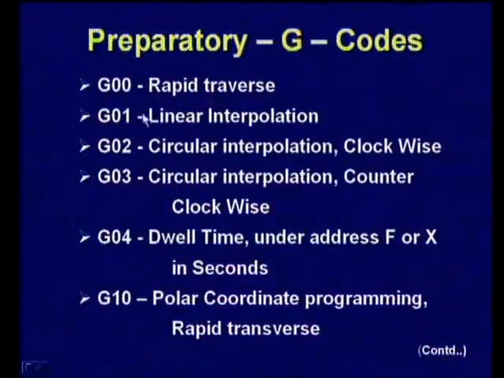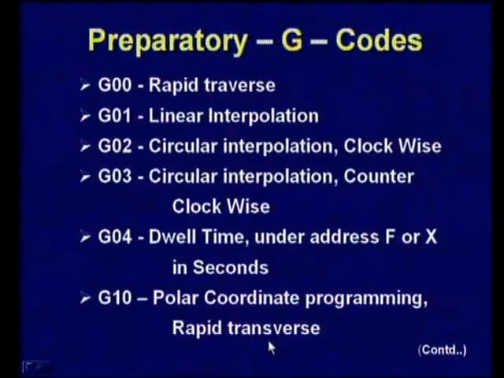G00 rapid traverse, G01 linear interpolation, G02 circular interpolation clockwise, G03 circular interpolation counterclockwise, G04 dwell time under address F or X in seconds, G10 polar coordinate programming with rapid traverse. At first here we will discuss these G codes.